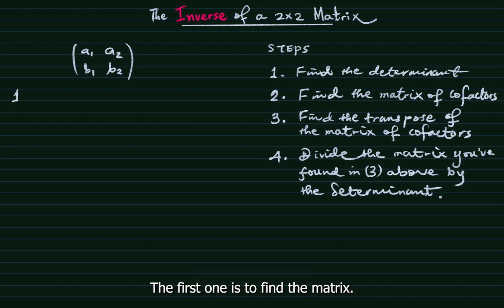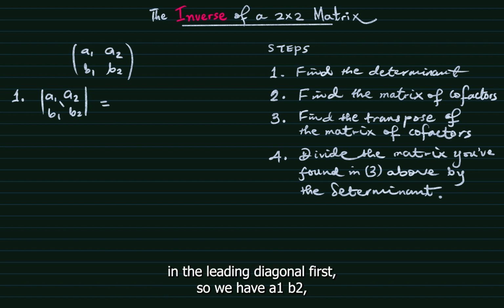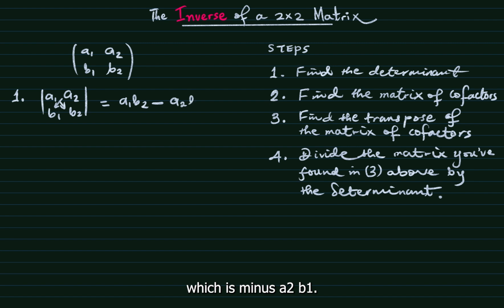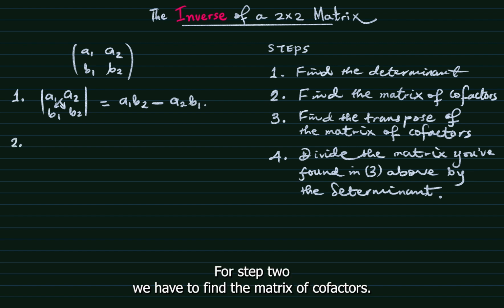The first one is to find the determinant of the matrix, and to do that, as A1, A2, B1, B2, we will multiply the elements in the leading diagonal first. So we have A1, B2, and then we subtract the product of the other one, which is minus A2, B1. And that gives us step 1. For step 2, we have to find the matrix of cofactors.